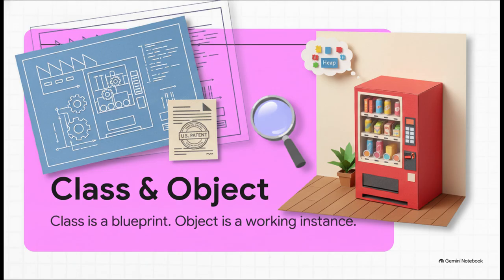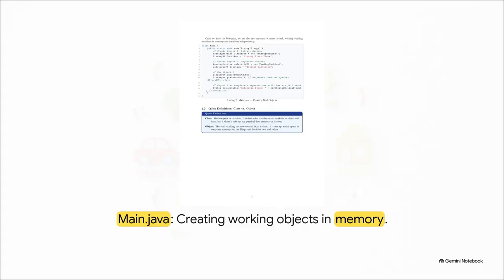It takes up actual physical space in the computer's memory, specifically on a space called the heap, and it holds its own real, unique, independent values. So just think of the class as the factory patent, and the object is the actual physical machine humming away in your hallway. Let's see how this all builds together when we actually turn our blueprints into reality inside our Main.java file. This is where the magic happens.